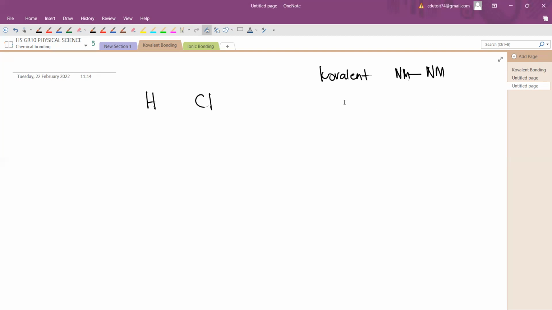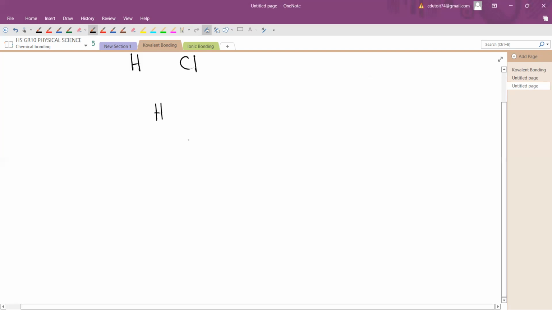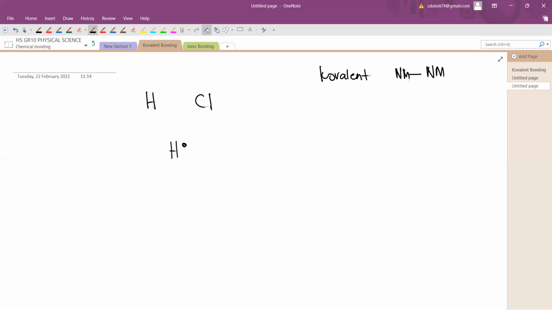Okay, let's ask ourselves how many valence electrons hydrogen has. What group is hydrogen? Hydrogen is in group 3. No, wait, it's in group 1. So it has 1 valence electron. And chlorine is in group 7, so it has 1, 2, 3, 4, 5, 6, 7 valence electrons.